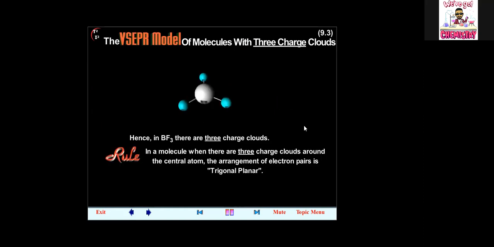Rule. In a molecule, when there are 3 charge clouds around the central atom, the arrangement of electron pairs is trigonal planar. In a trigonal planar structure, the bond angle from the central atom is 120 degrees. In general, for a molecule AB3, where A is the central atom, the structure is trigonal planar.